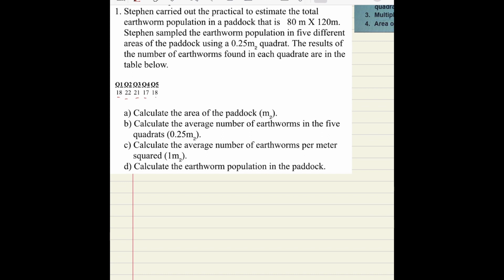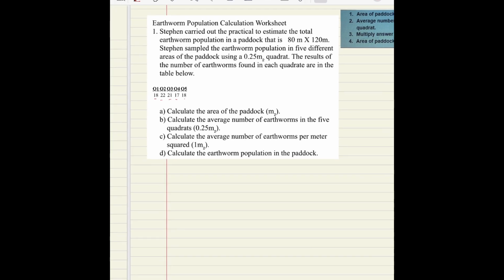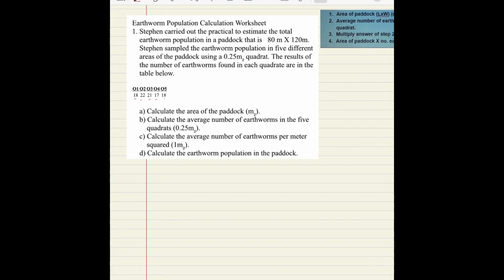Right, so part A. If this is like it is in the exam, it's split up to hopefully make it easier for you. Part A, calculate the area of the paddock. They told us it was 120 meters by 80 meters. So the area is equal to length times width. 120 meters multiplied by 80 meters is equal to 9600 meters.